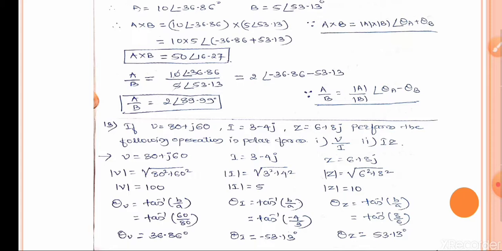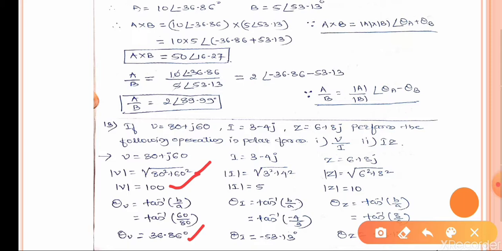So first, you have to find out the magnitude and the angle of each quantity, that is voltage, current and impedance. First, voltage: they have given 80 plus j60. So magnitude of voltage is square root of 80 square plus 60 square, you will get magnitude as 100. And theta V, the angle, is tan inverse of B by A, tan inverse of 60 divided by 80, you will get theta V as 36.86.